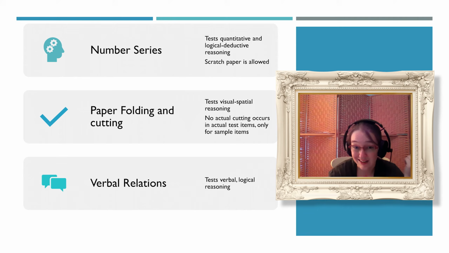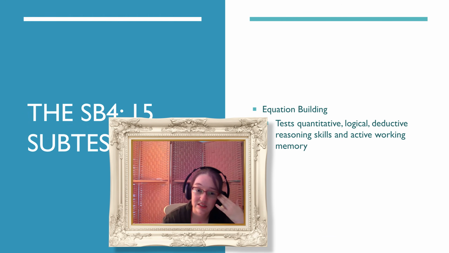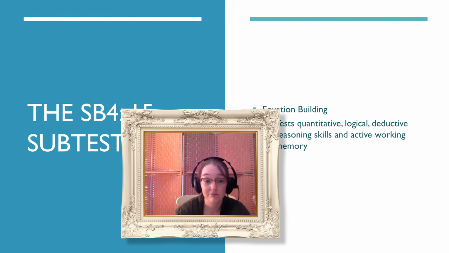Next, you've got paper folding and cutting. No actual cutting occurs on the actual test items. It's only for the sample items, but it tests visual spatial reasoning. Next, we've got verbal relations, which tests, shockingly, verbal logical reasoning. Okay, next slide. Equation building tests quantitative, logical, deductive reasoning skills, and active working memory.